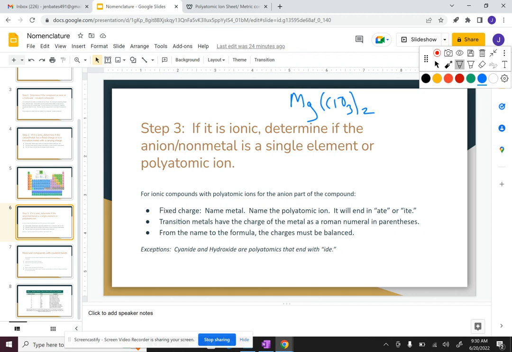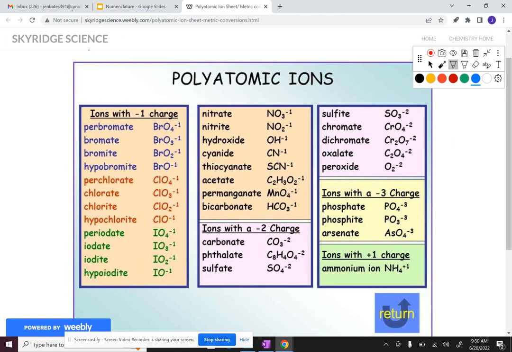All right, so to do this, we just follow the same rules. We write the name of the metal, magnesium, and then we write the name of the polyatomic. It's not going to end in IDE. That is just for single elements, with a couple of exceptions. So the name of this polyatomic is chlorate. So this is magnesium chlorate, and you can see on this list right here, chlorate's right there.